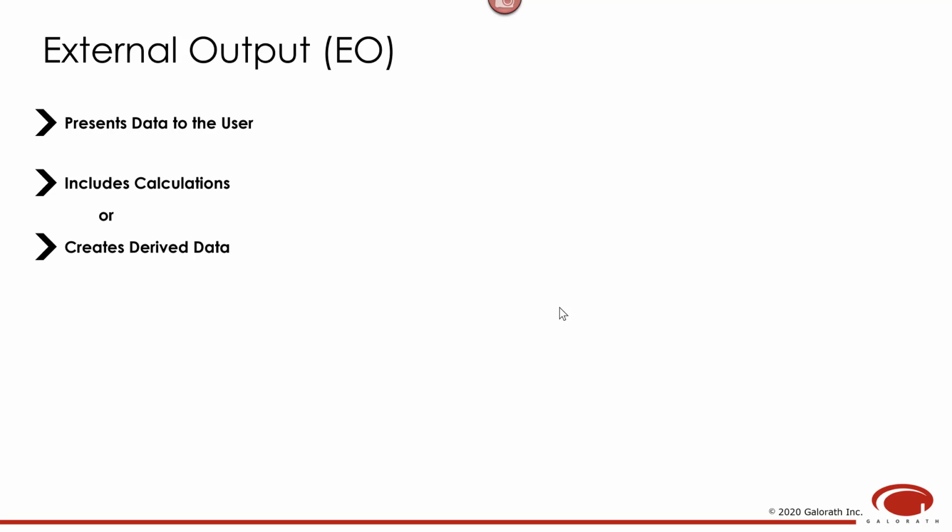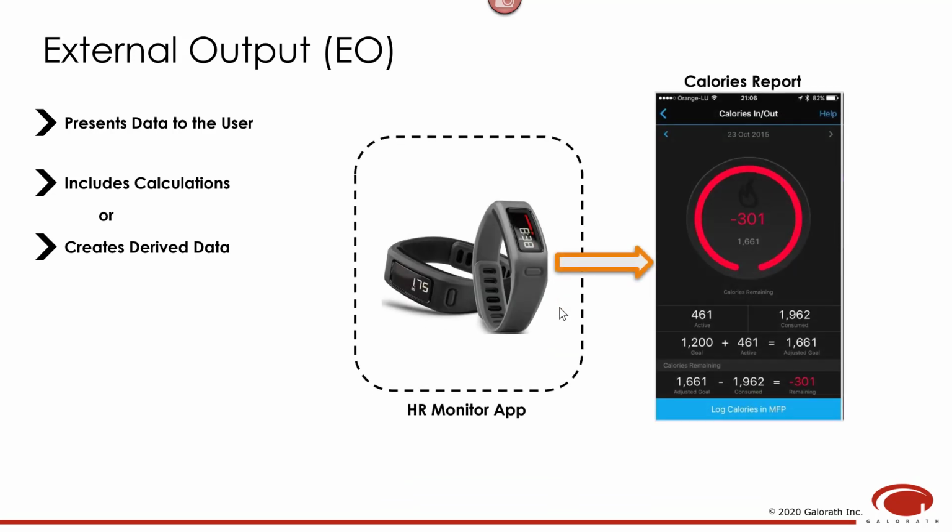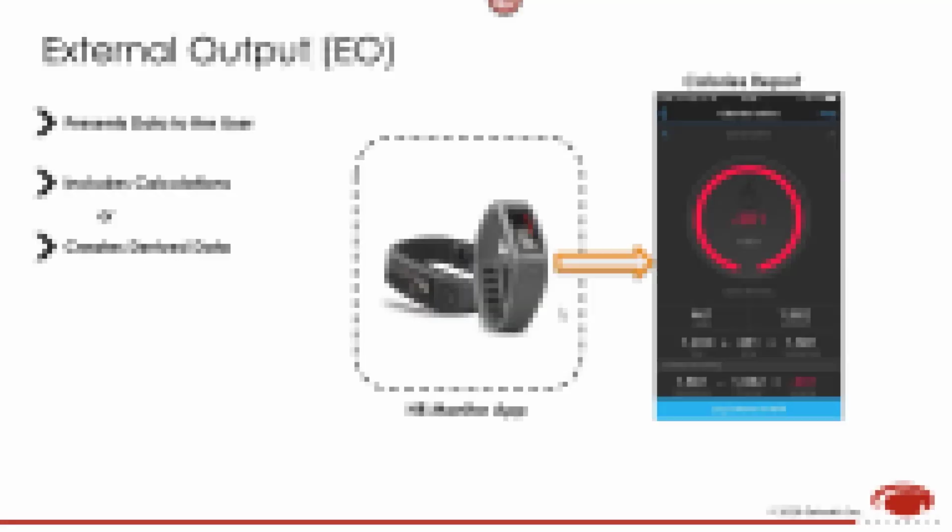This is additional data that gets created as part of the transaction and is also presented to the user. An example of an EO is a report from your heart rate monitor. As you can see, the information in this report is leaving the application and it also includes calculations. Therefore, this is classified as an external output or EO.